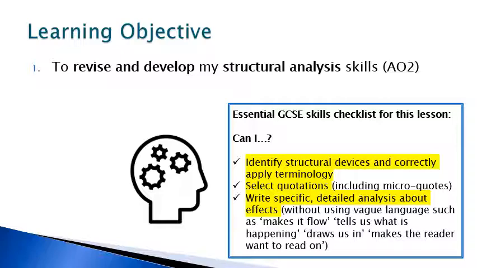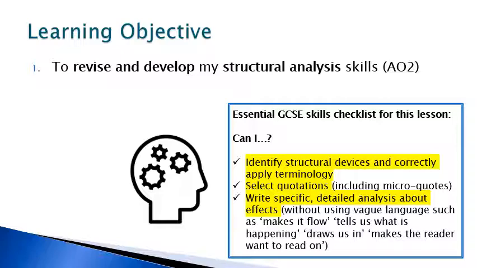It's worth mentioning here that if you mention any language devices in your structural analysis, you won't get any marks for them, the examiner will not credit them. So make sure that you're only talking about the structure, how the text is put together. The essential GCSE skills you need for this week are to be able to identify structural devices and correctly apply terminology, to use the correct terms to label the structural features, select quotations including micro quotations, single words, and write specific detailed analysis about the effect on the reader.